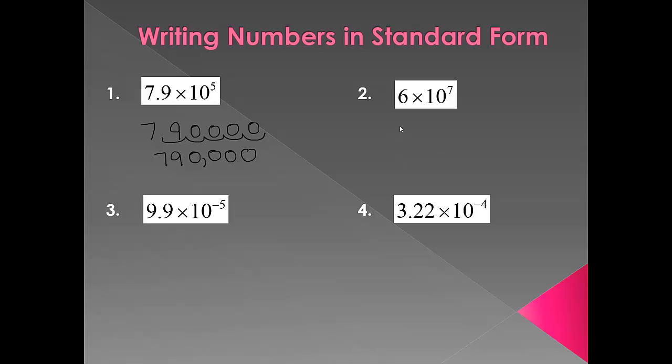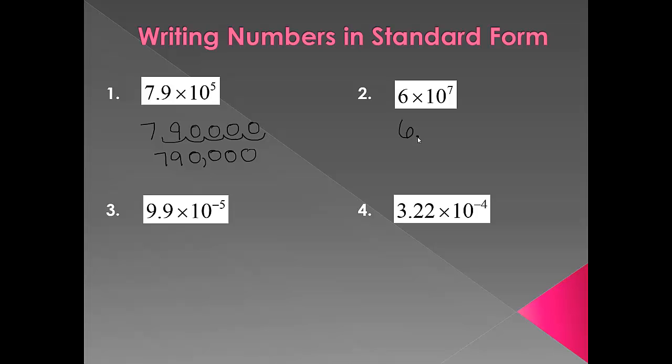For number 2, we have 6 times 10 to the 7th power. So we'll start with our number, which is 6. Now we're going to look at our exponent. Our exponent is 7. That tells us we move our decimal 7 places because the absolute value of 7 is 7. Since our exponent is positive, we're moving to the right. 6 does not have a decimal written with it. If we did put one in, it'd be at the end.